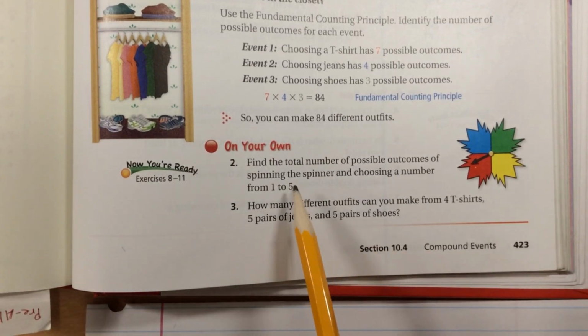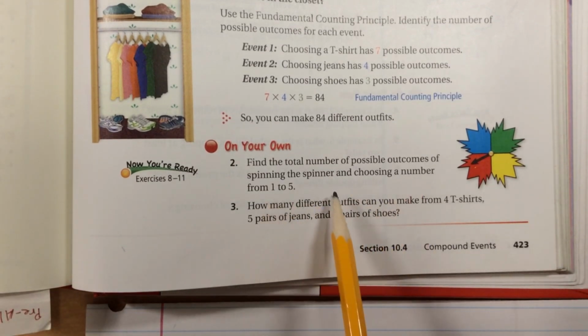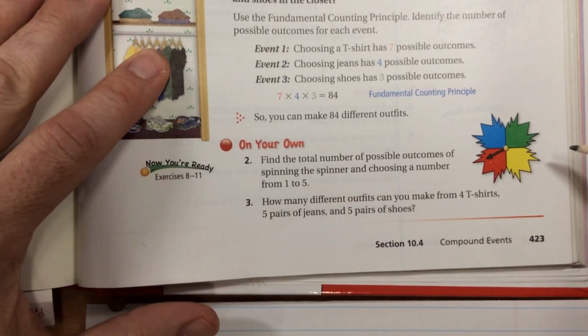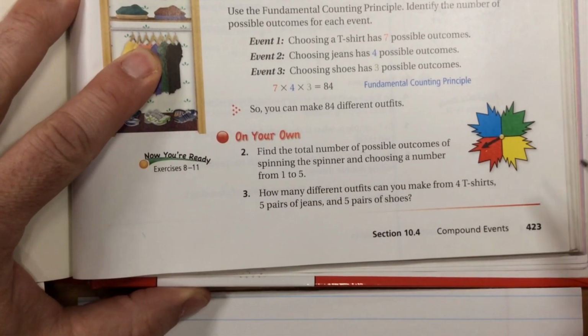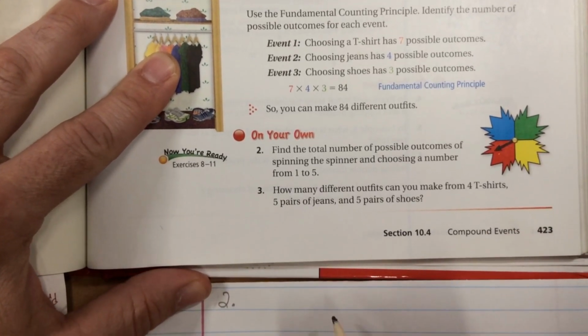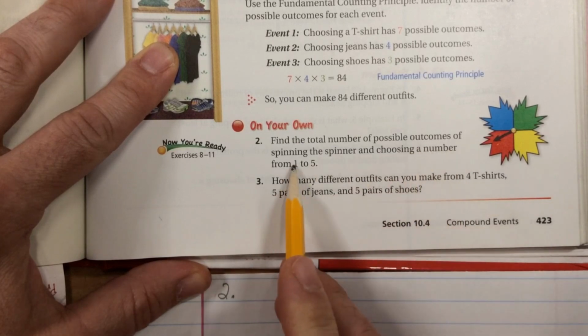find the total number of possible outcomes of spinning the spinner and choosing a number 1 to 5. And you might think, what spinner are they talking about? But there's a picture of a spinner right over here. So, number 2 here. Total number of possible outcomes of spinning the spinner.